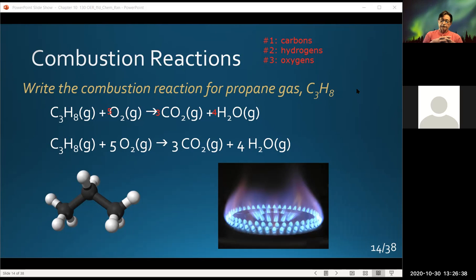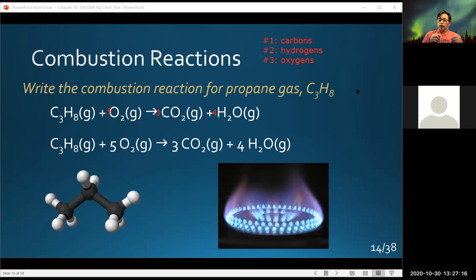The result is the equation with the numbers a little clearer. You can see that you have 3 carbons from propane, 3 carbons in carbon dioxide. You have 8 hydrogens in propane, and you have 8 hydrogens in the form of water. And then you have 10 oxygens as elemental oxygen, and you have 6 oxygens in carbon dioxide and 4 in water. So the oxygens are balanced. So everybody's balanced.